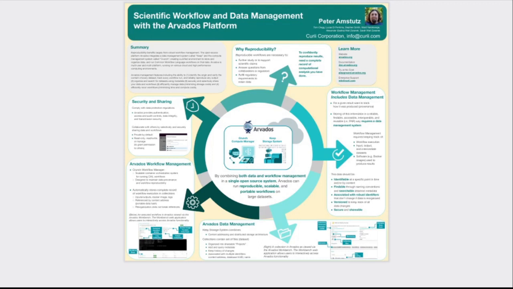Today, I'm going to talk about why good data management practices are important, how they relate to running, reproducing, and sharing scientific data analysis workflows, and how we approach data and workflow management in the Arvados platform.